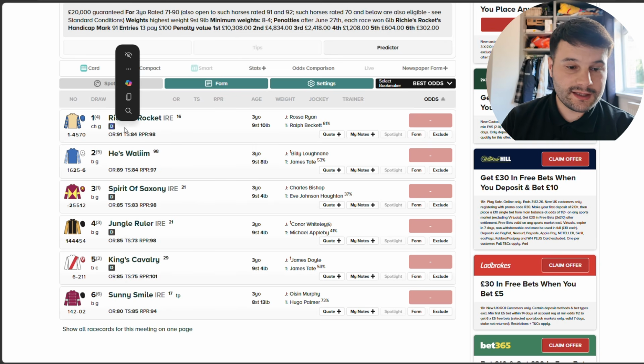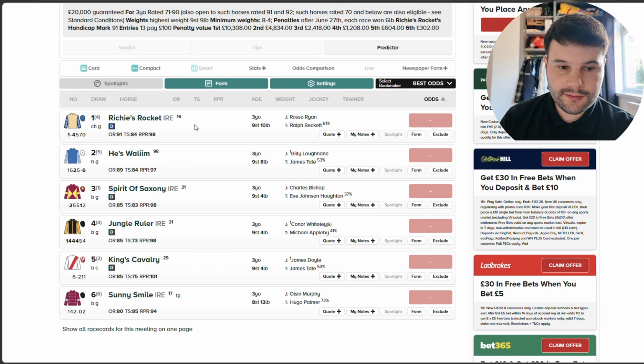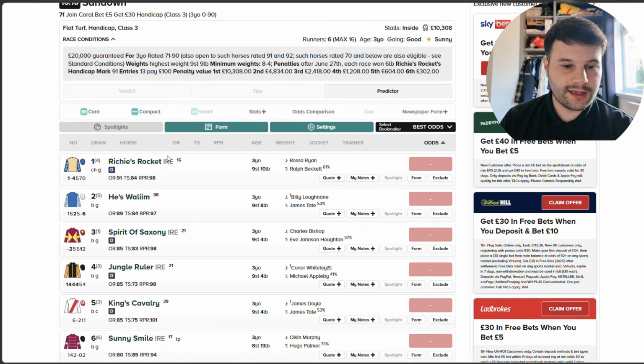The D here, that basically means he's won over this distance before, so he's won over 7 furlongs. OR is his official rating of 91, so that's what the British handicapper, BHA handicapper, has given him a rating of. TS, they're an independent rating service that Racing Post put on here, and they give the horse a rating of 84, and then RPR is Racing Post's rating of 98.